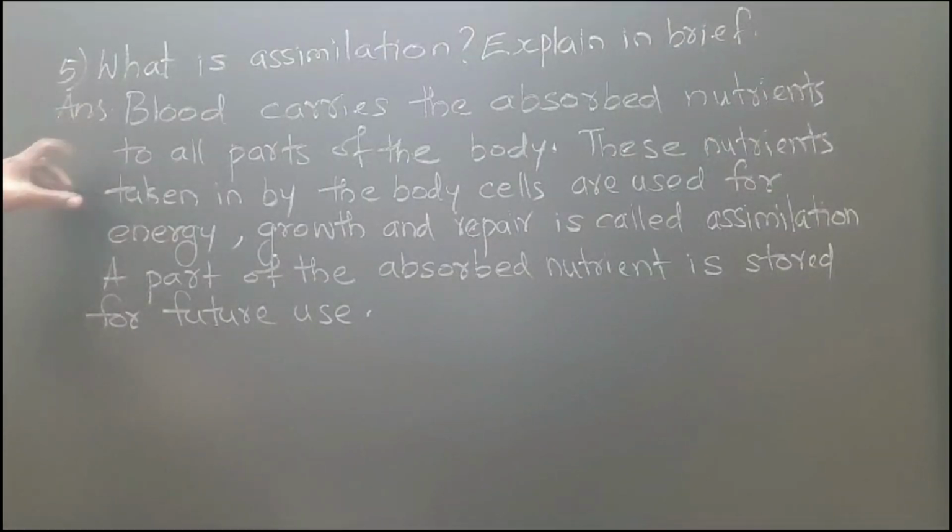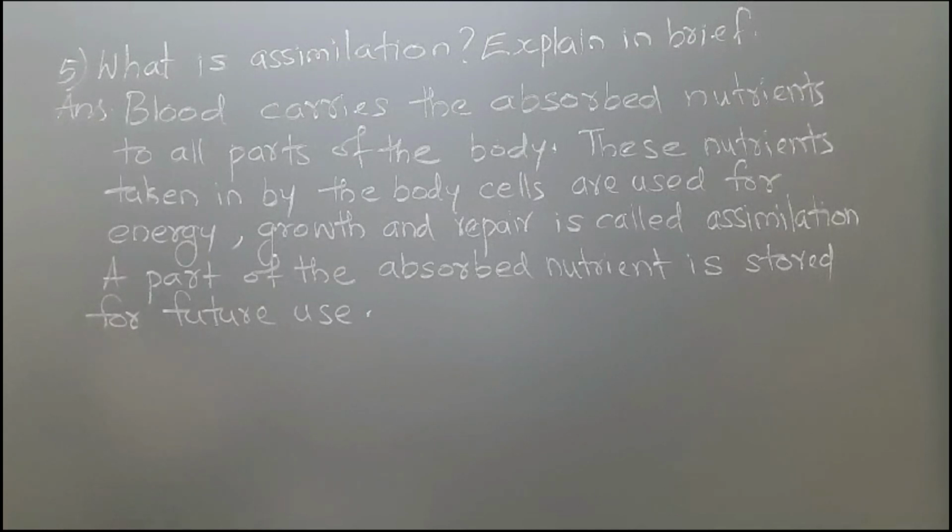Question number 5. What is assimilation? Explain in brief. We already learned about digestion. Digestion begins in the mouth. After that, some amount of digestion takes place in the stomach. Then comes the last part of the digestion. Digestion completes in the small intestine.